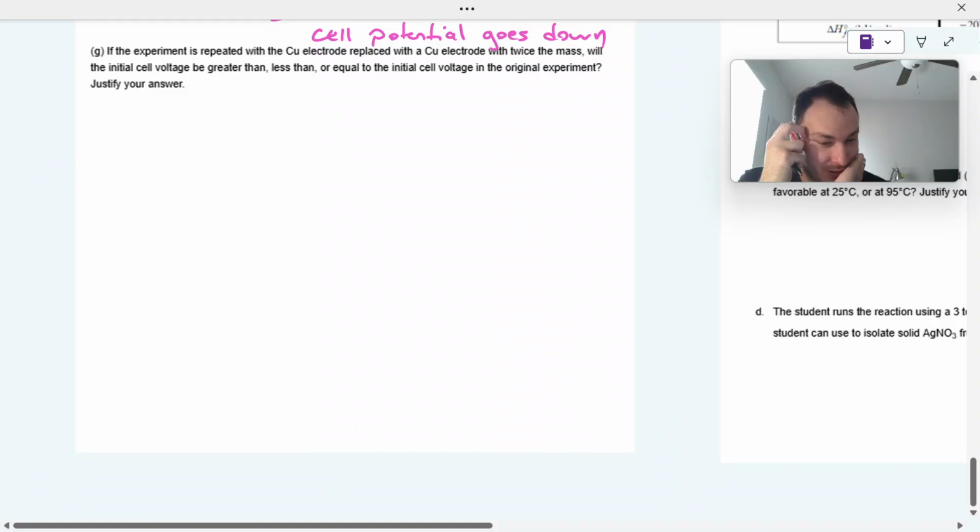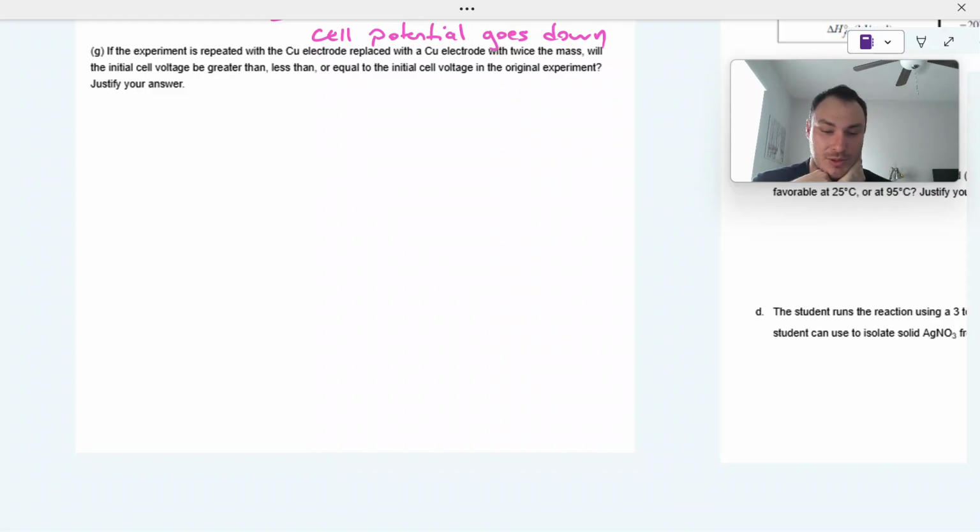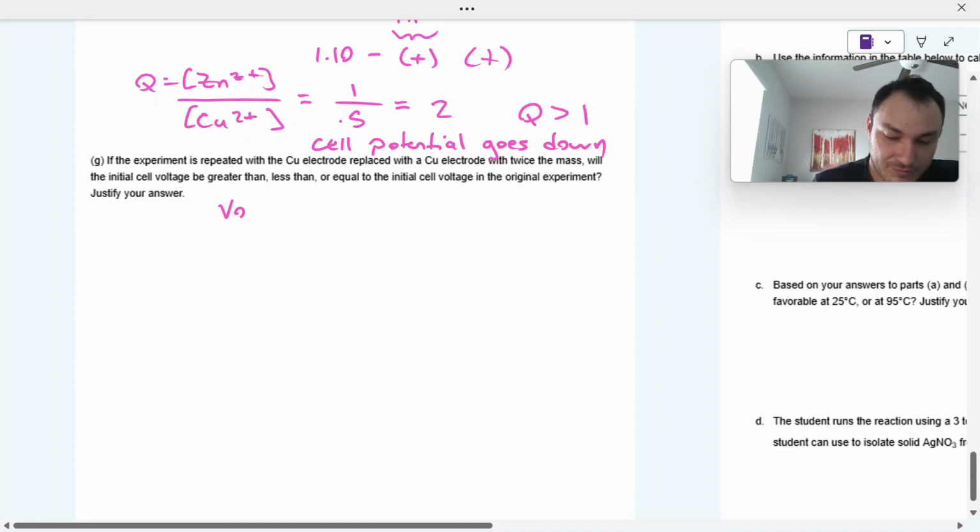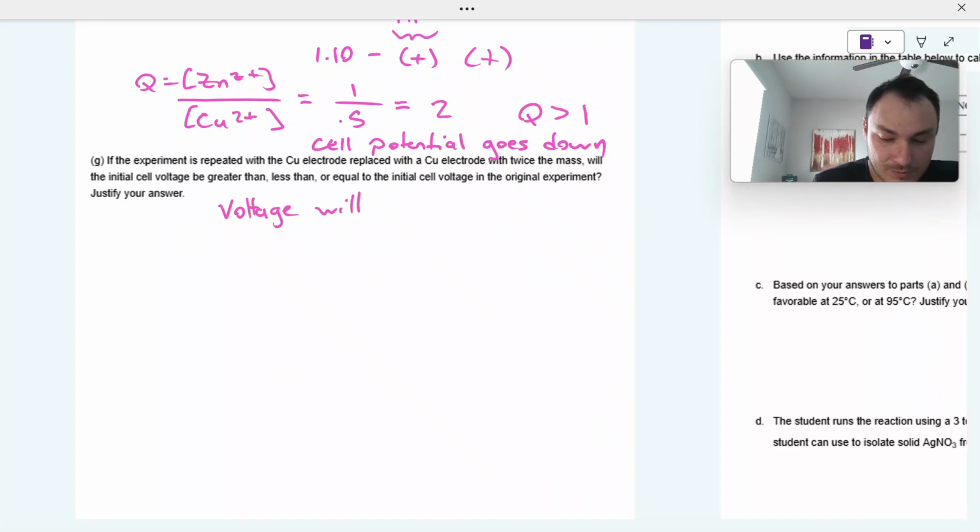In the experiment, if the experiment is repeated with the copper electrode replaced with a copper electrode with twice the mass, will the initial cell voltage be greater than, less than, or equal to the initial cell voltage in the initial experiment? The voltage will not change.